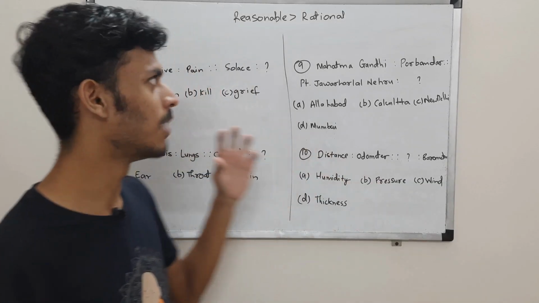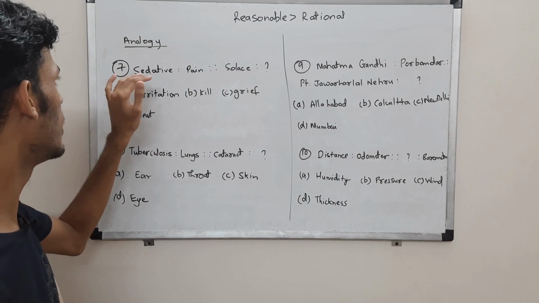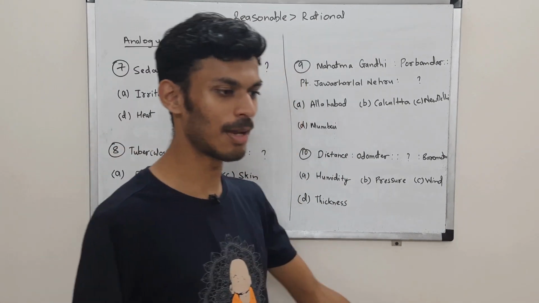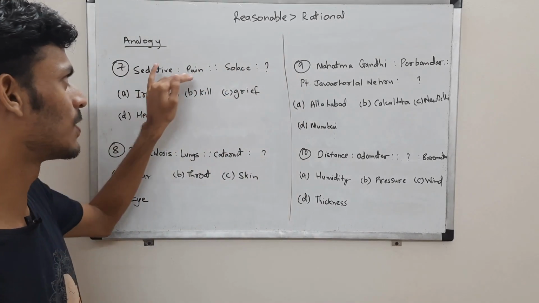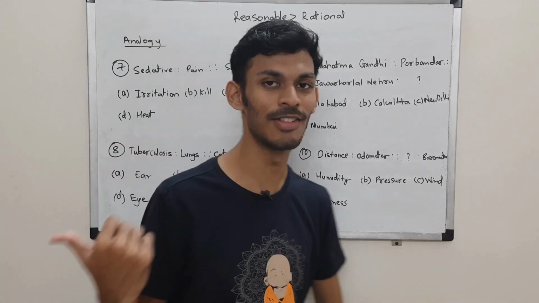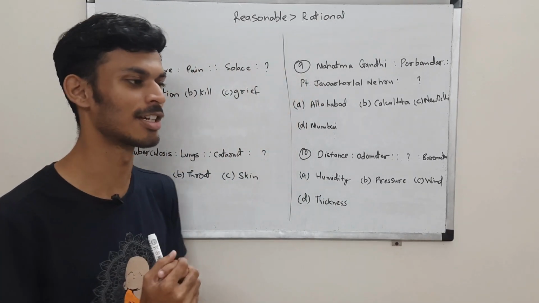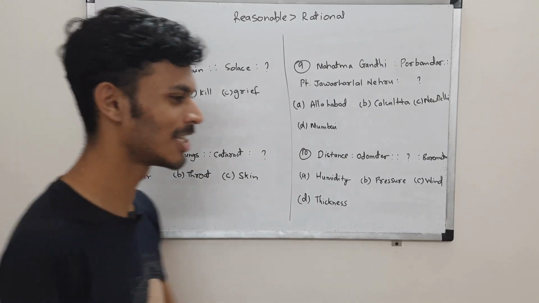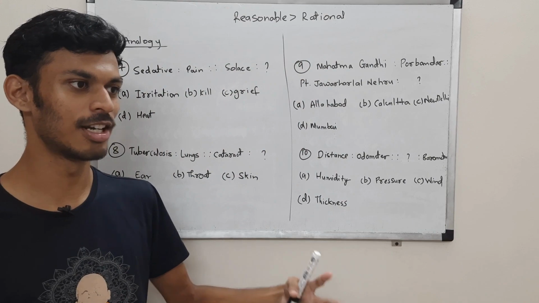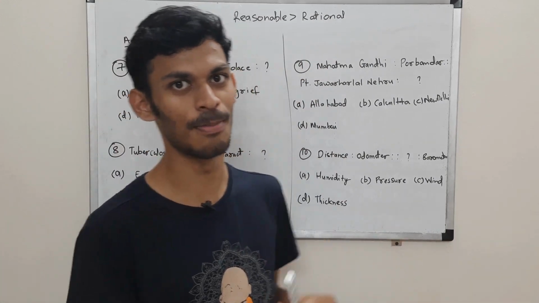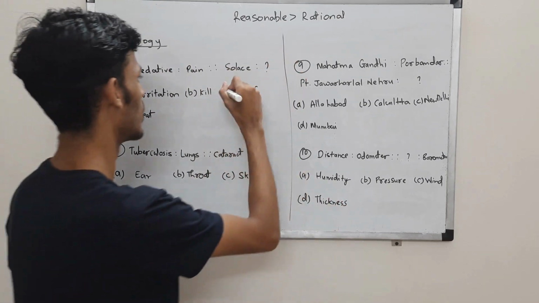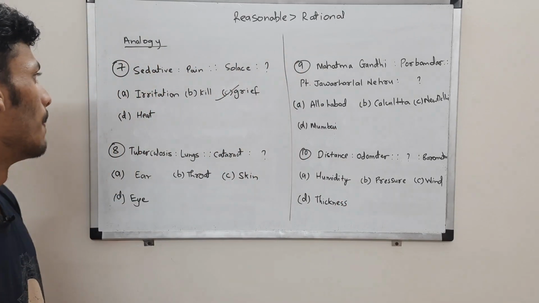Few more questions from analogy. Question number 7, sedatives to pain, solace to what? If you remember your inorganic chemistry, you'll know that sedatives relieve pain. So solace relieves grief. In the previous video on English, we discussed the meaning of the word solace. Solace is basically to comfort someone in their down times. Comforting someone when they are grieving relieves the pain. So sedatives relieve pain, solace relieves the grieving. Option C, grieve, will be the correct choice over here.